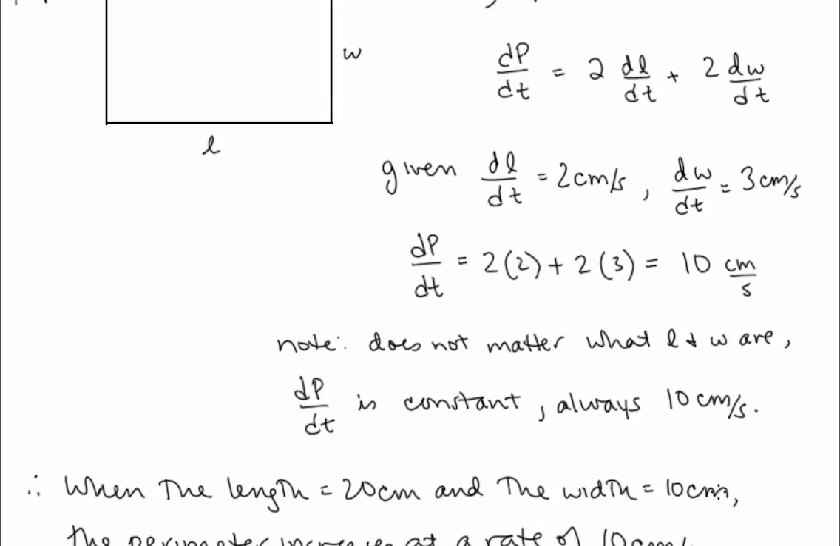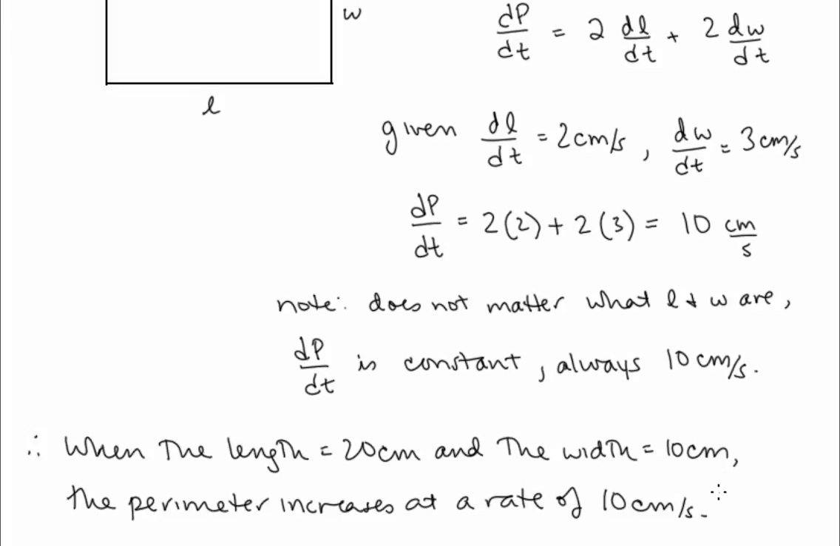So to answer part A, we want to say when the length is 20 centimeters and the width is 10 centimeters, the perimeter increases at a rate of 10 centimeters per second. That answers the question for part A.